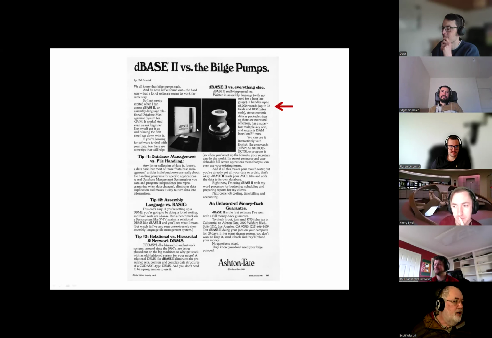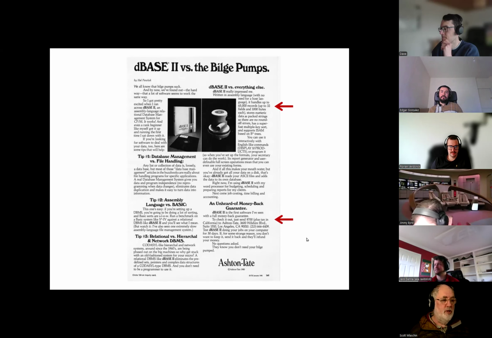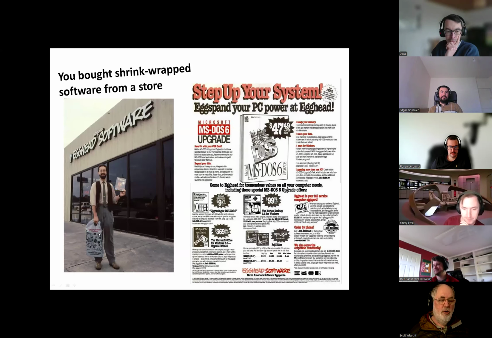But again, this had 65,000 records. That's how big it could store, which is pretty bad, but good for a floppy disk. And it only cost $700. So this is the shop you bought it from, Egghead Software. I used to go there all the time.